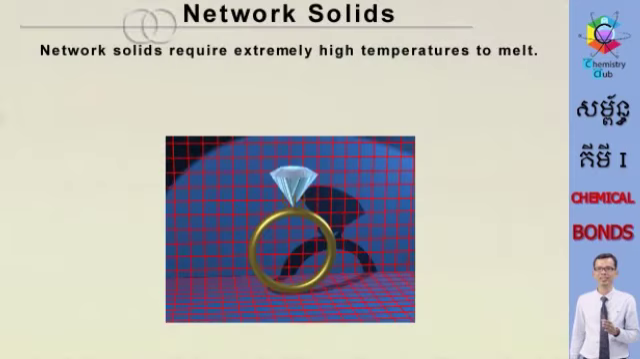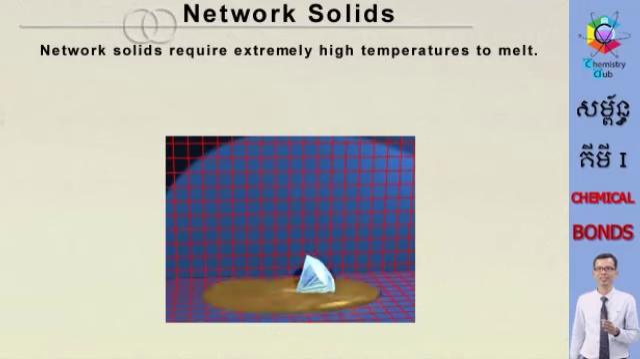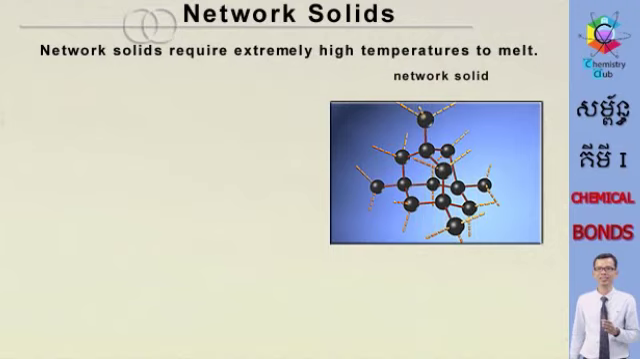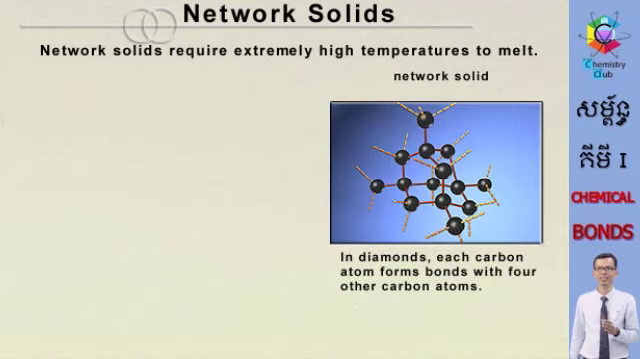A few covalently bonded molecules occur as network solids, which require extremely high temperatures to melt. For example, diamond remains solid even when the temperature reaches 1064 degrees Celsius, a temperature high enough to melt this gold ring. Network solids are molecules in which each atom is covalently bonded to many other atoms, forming a sturdy structure. In a diamond, each carbon is bonded to 4 other carbons.